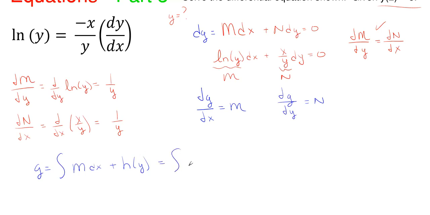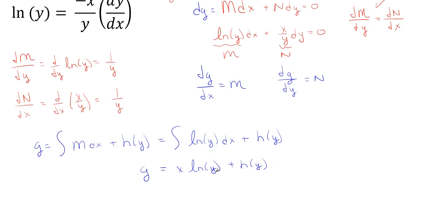So this would just be the integration of m, which is the natural log of y, dx plus h of y. So integrating this, we end up with g is equal to x natural log of y, if we take the natural log of y as a constant, because we're integrating with respect to x, plus h of y. Now, we have to determine what this h of y equation actually is, or if it is just a number, or if it is just some kind of y.